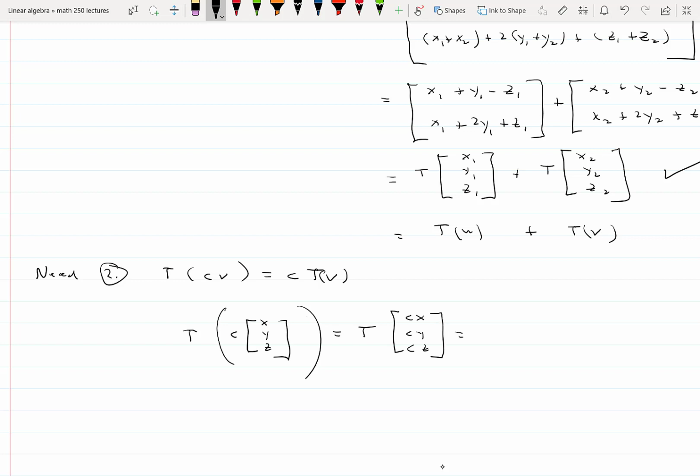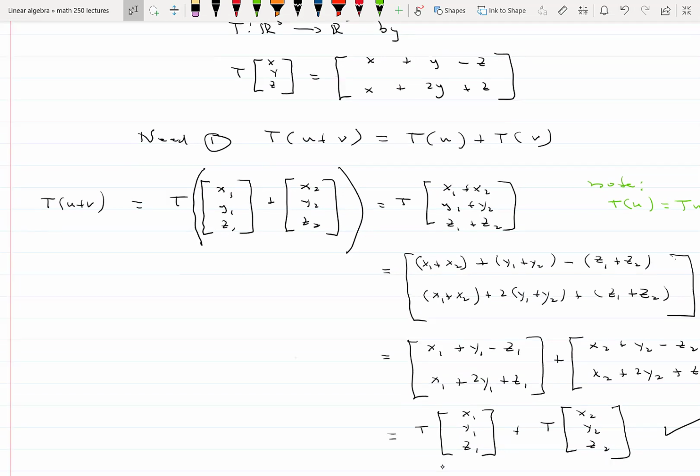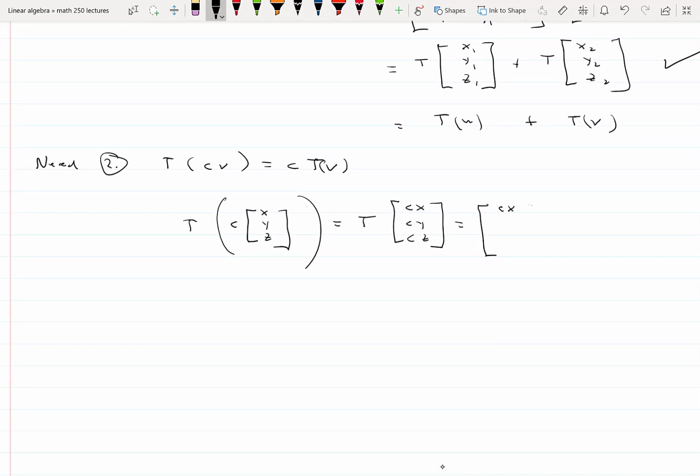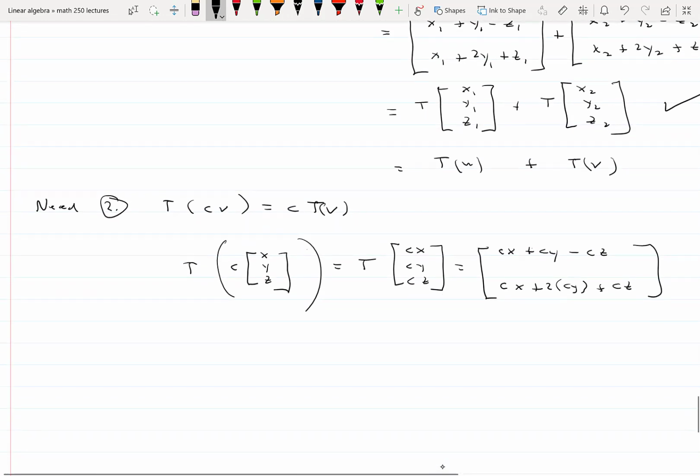But what does the operation T do? It takes a column vector and turns it into the first component plus second minus third component. I'm getting old, I already forgot what it does. And the second entry is first plus 2 times the second plus the third. I think. First plus 2, yes.